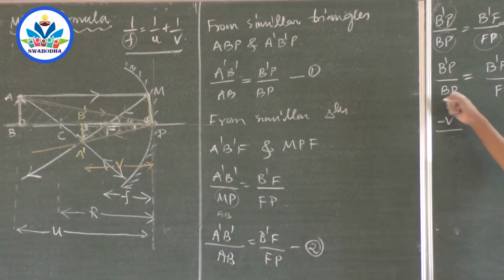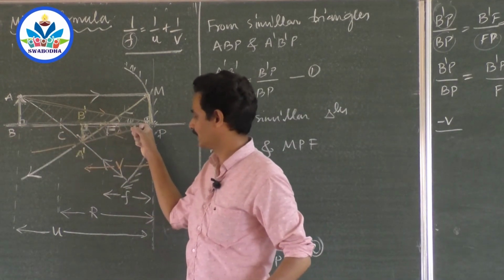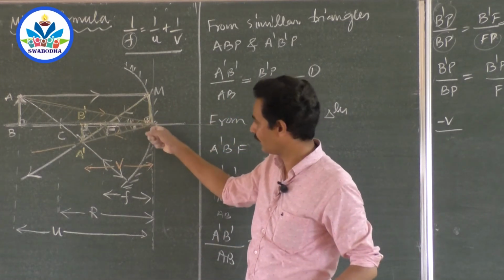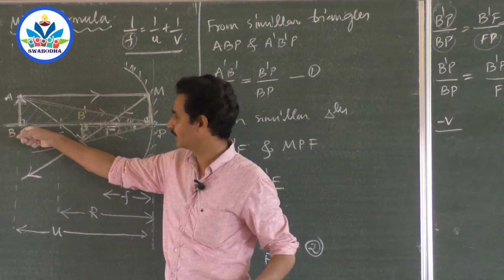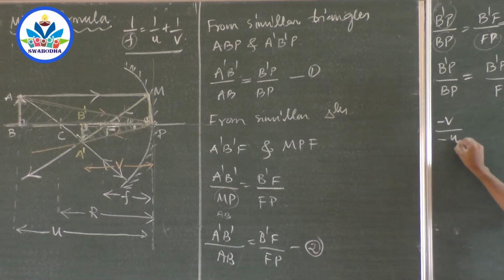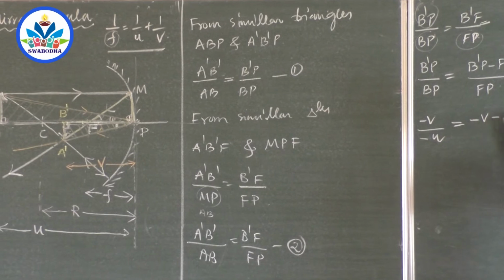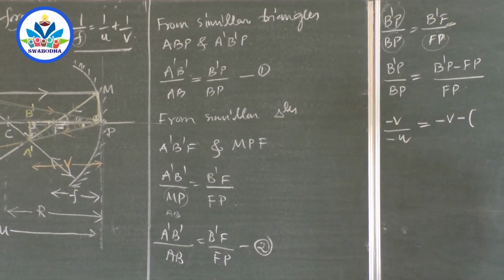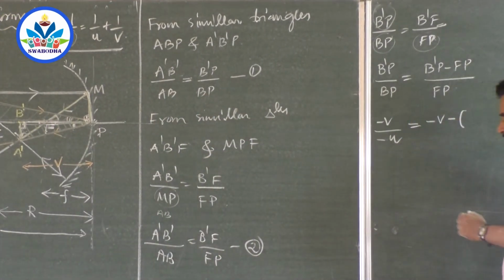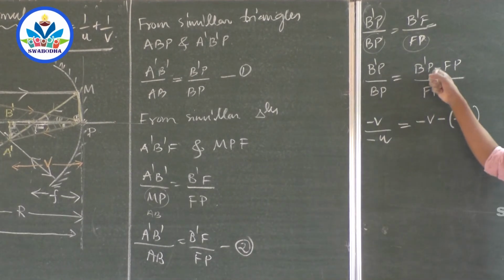Minus V. BP is simply a length in the diagram, but it is equal to the object distance. So if you want to replace it as object distance, you have to apply the sign convention. You start from the pole towards the base of the object, so you are going opposite to the incident light. Again minus U is equal to, again B'P, minus V, minus of FP. F is the focus, and the focal length has to be measured from pole to focus. So minus F, right? Minus V, minus of minus F.